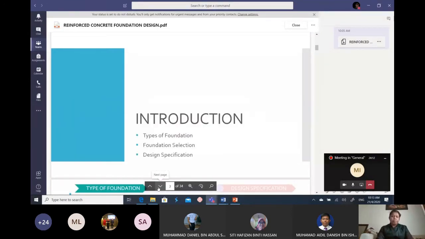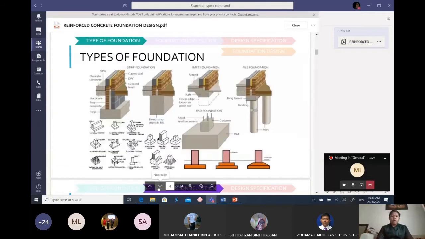This is the content of my class today, which is on types of foundation, selection, design specification, and also foundation design. So we go through the types of foundation. We have a lot of types of foundation. As you can see in my slide here, there is shallow foundation and also deep foundation.